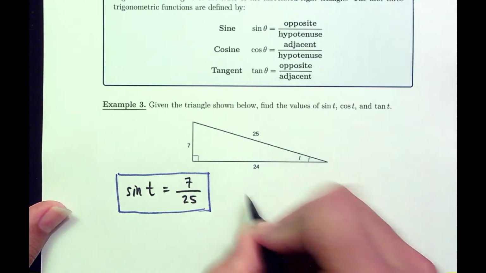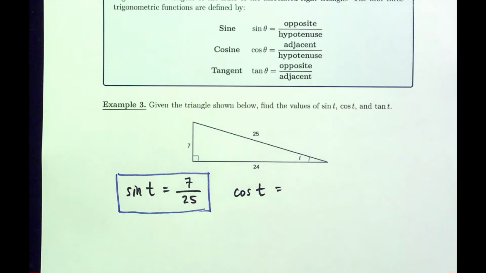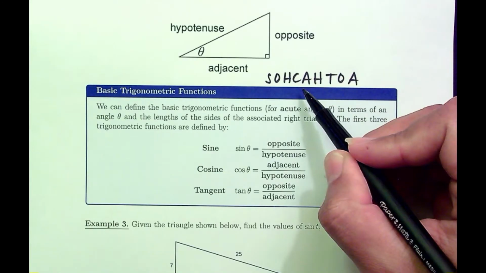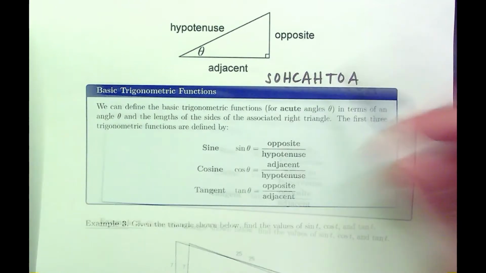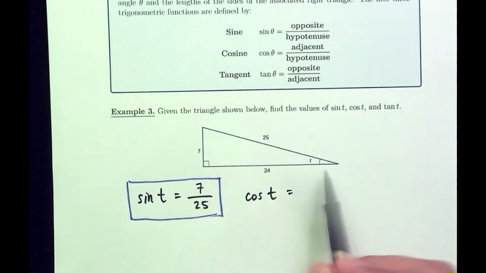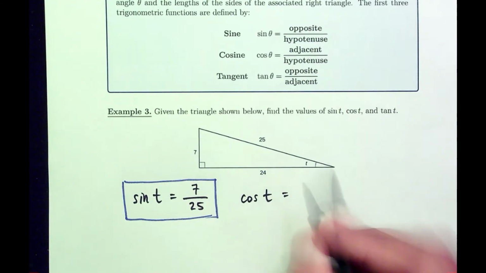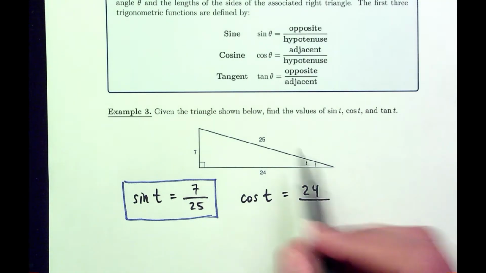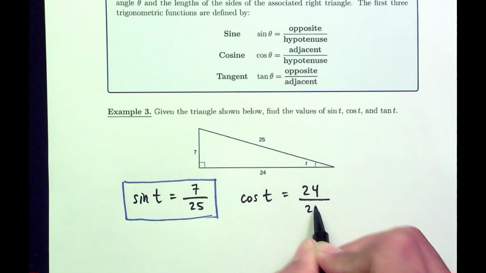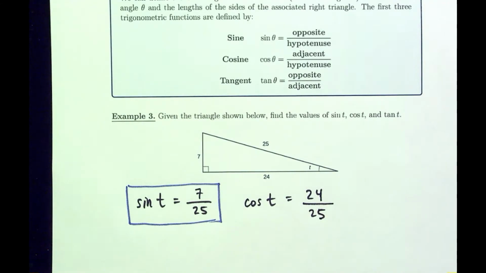Now, what is the cosine? The cosine of the angle, using SOHCAHTOA, means cosine is adjacent over hypotenuse. The side that is adjacent to the angle is 24, so that would be 24 over the hypotenuse, 25. So the cosine of the angle is 24 over 25.